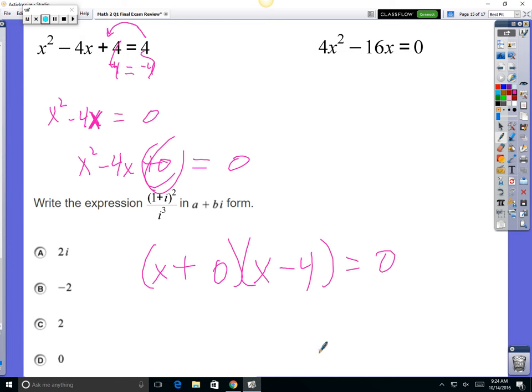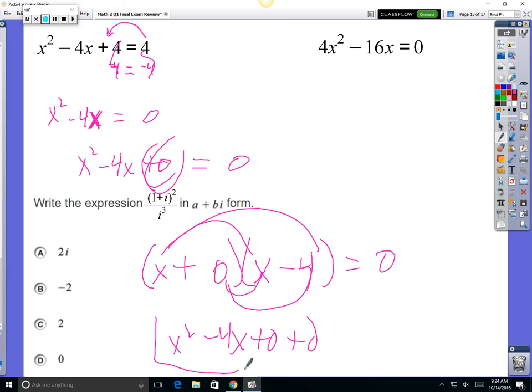So there we go. X times x gives you the x squared. X times minus 4 gives you minus 4x. 0 times x is 0. So that's it. Or x plus 0 times x minus 4, that's the same as x times x minus 4 equals 0.